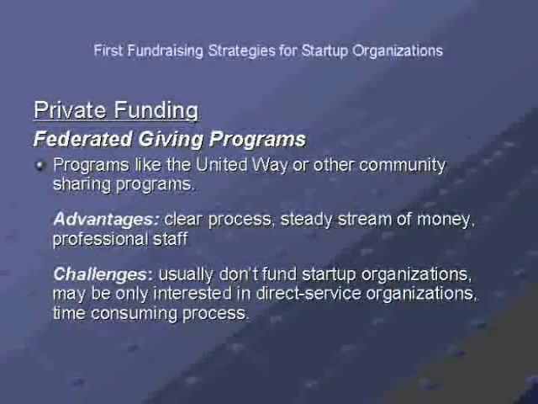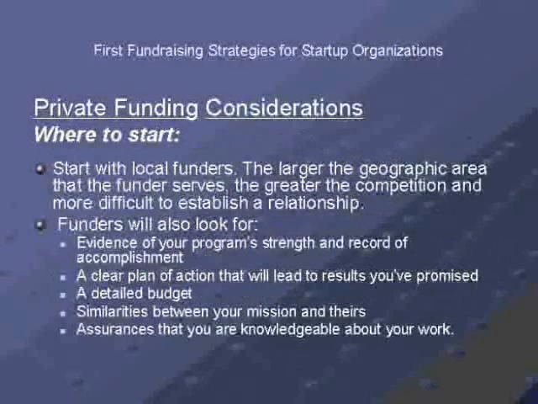And then there are the federated giving programs, like the United Way or other community sharing programs. Like the foundations, each of these is different, so you've got to really look locally to see how they do this. But usually there's a fairly clear process. It's a steady stream of money. But again, they usually don't like to fund startups. And a lot of times, like the United Way, they're interested in direct service versus organizations that are working on a macro level, on issues or advocacy, things like that.